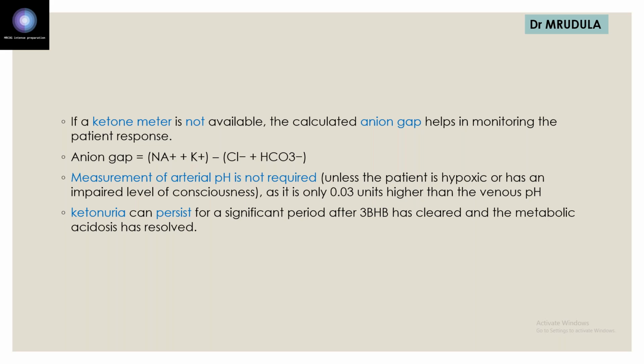Now, arterial pH measurement is not required. You can just measure venous pH, that is sufficient. And you have to remember that for resolution, what you have to measure is blood ketone levels and not urine ketone levels, because ketonuria will persist for a longer time. So to see the response to the treatment, you have to measure the blood ketone levels and not urine ketones, because ketonuria will persist for a significant time.